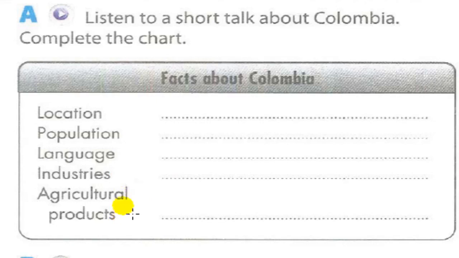Page 76, Exercise 10, Listening. Colombia. Part A. Listen to a short talk about Colombia. Complete the chart.